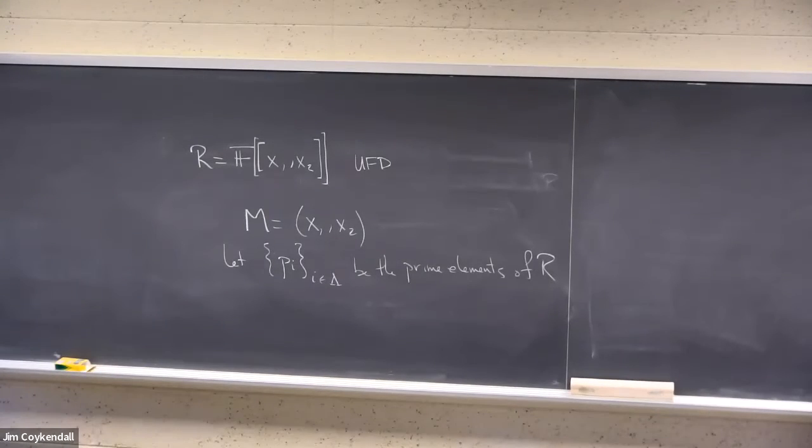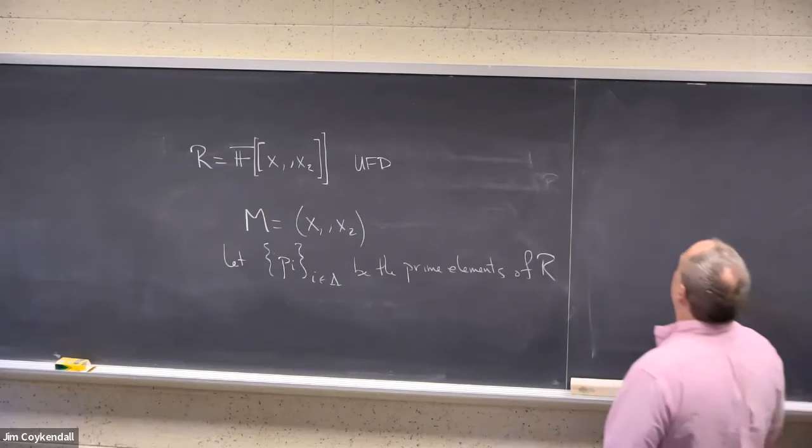Not zero, but it doesn't matter. You can list zero too. So, list all the prime elements and consider the union.